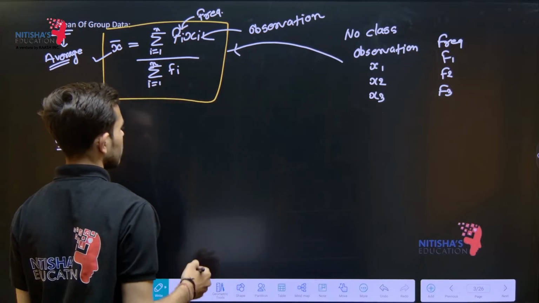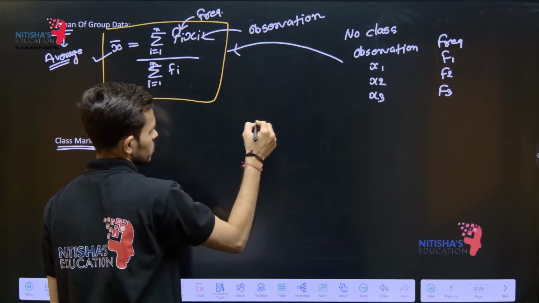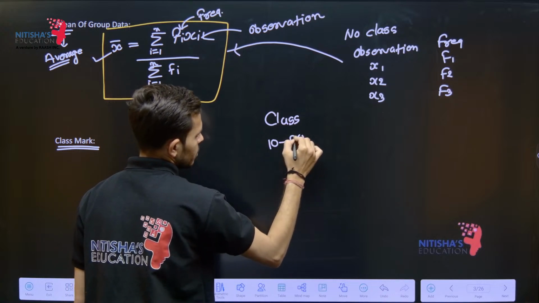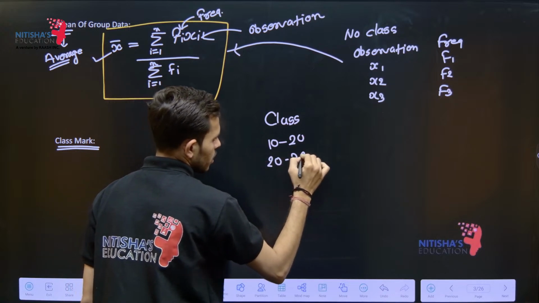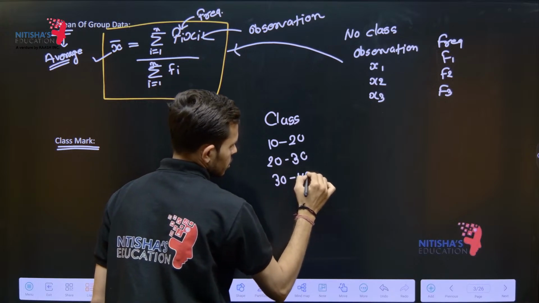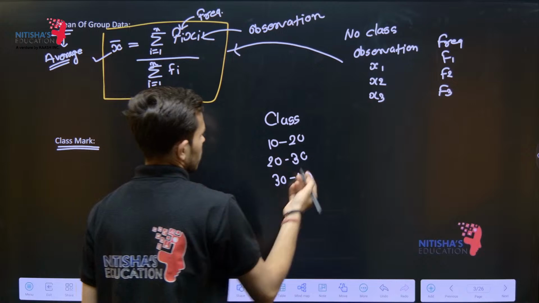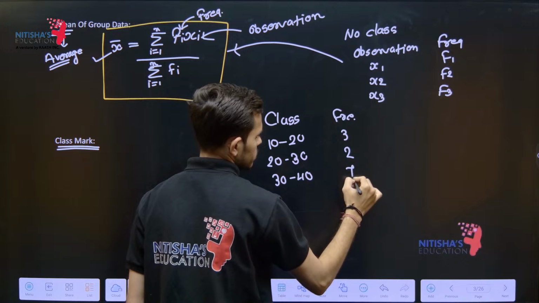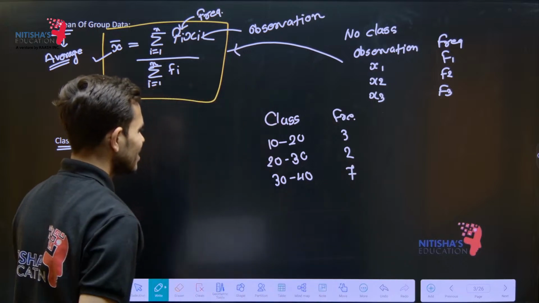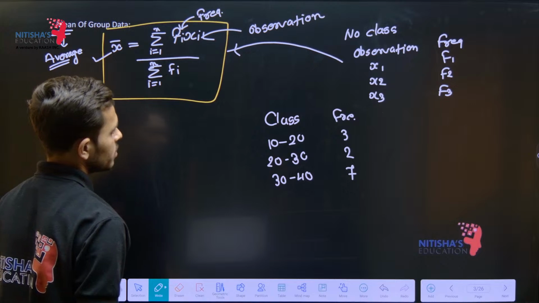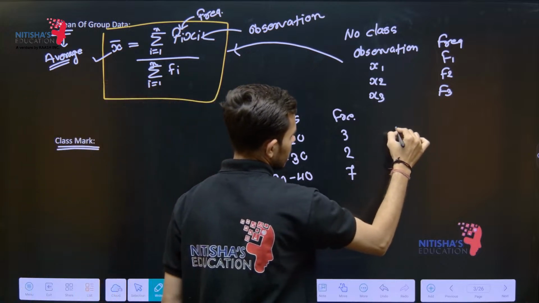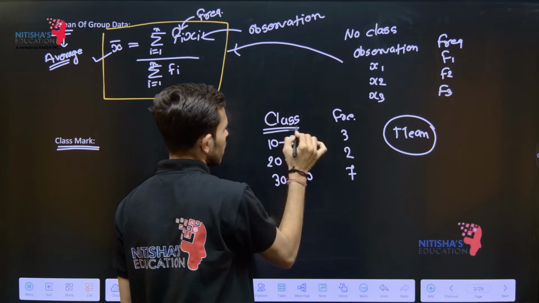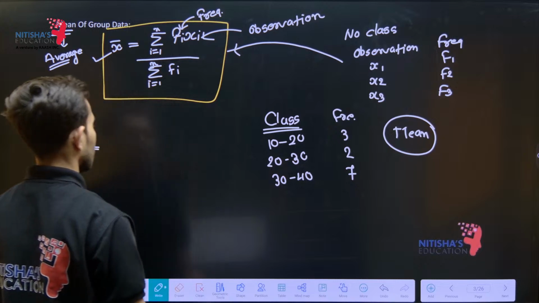But what about when we are provided with classes? For example, we have classes of 10 to 20, 20 to 30, 30 to 40, likewise, and we have frequencies 3 to 7. So in this case, if we want to find the mean, then first of all we need to convert these classes into class marks.